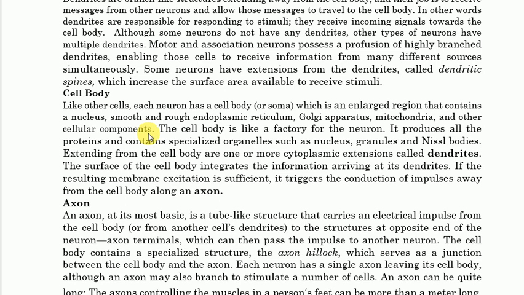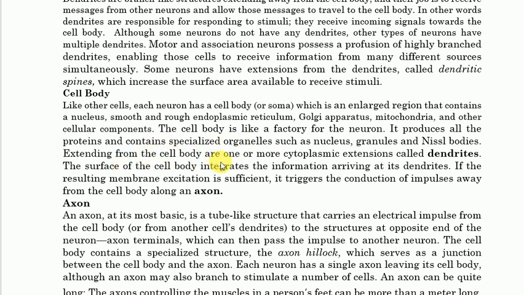So kwa mfano smooth and rough endoplasmic reticulum lazima zitakuwa zinahusika katika kutengeneza acetylcholine. Acetylcholine hiyo ni neurotransmitter. Na it is protein in nature. Pia kuna neurotransmitter nyingine kama GABA. GABA ni amino acid. Kwa hiyo hivyo vitu vinakuwa na usika katika kutengeneza neurotransmitter. So the cell body is like a factory for the neuron, ni kama kiwanda. It produces all the proteins and it contains specialized organelles such as nucleus, granules and nucleus bodies. Inatengeneza protini zote ambazo zinahitajika by a neuron. Pia inakuwa na nucleus, granules pamoja na nucleus bodies.